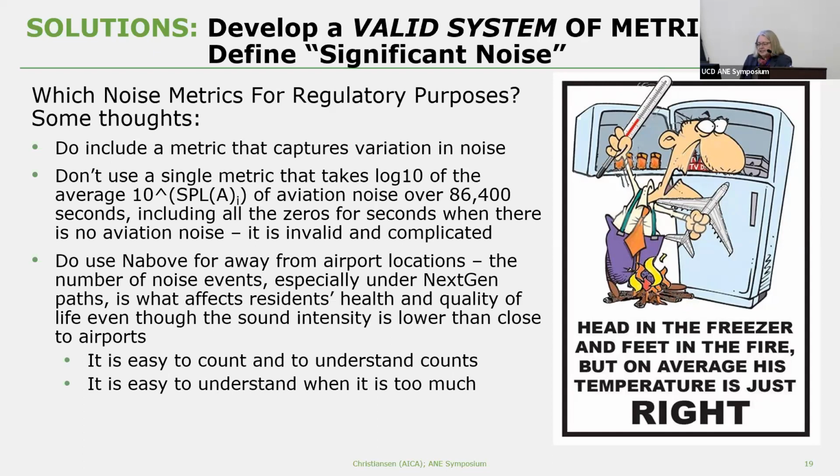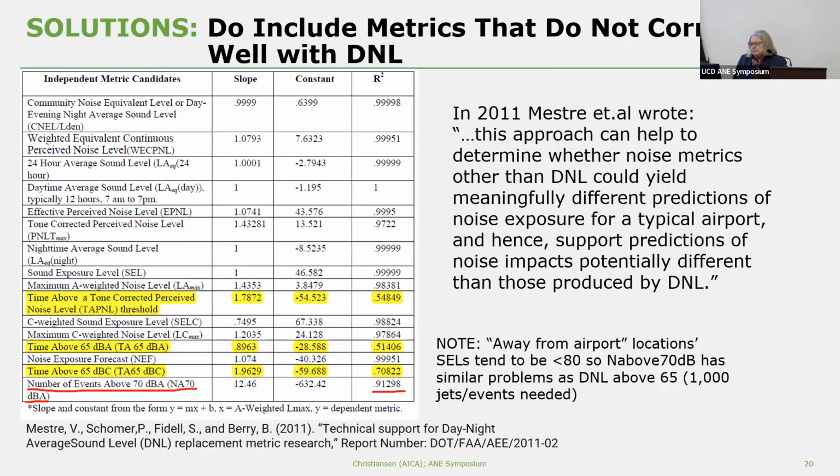The third bullet point, do use N above for away from airport locations, the number of noise events, especially under next-gen paths. That's what affects residents' health and quality of life, even though the sound intensity is lower than close to the airport. Also, it's easy to count. We learn how to do that when we're 3 years old. And we understand counts. It's also easy to understand when too much is too much.